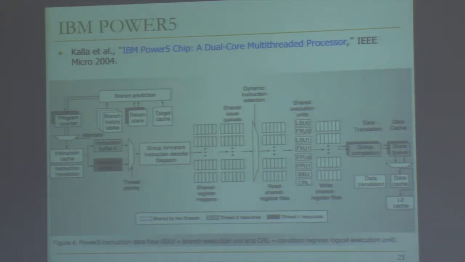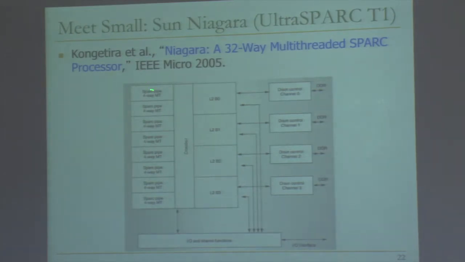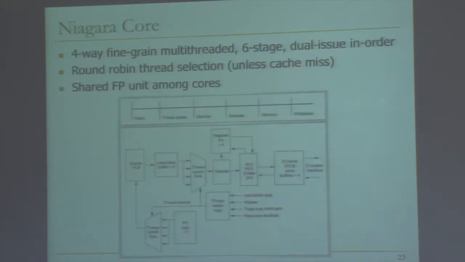On the other hand, Sun, another company that actually started the multi-core early on, took the exact opposite approach. Basically, they started with small cores. This is Sun Niagara we discussed earlier, briefly, actually. If you look at this, you have 8 cores over here. Now, you don't need to know all of this. You can read this paper if you want to take a look at that.